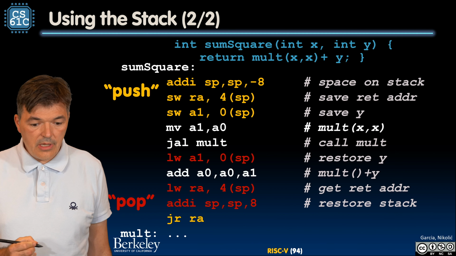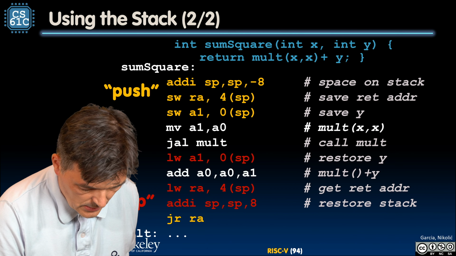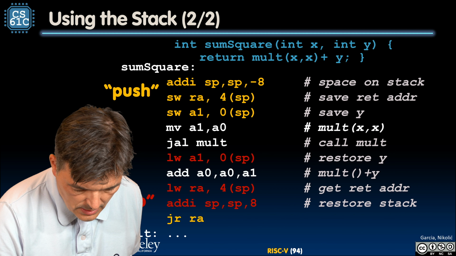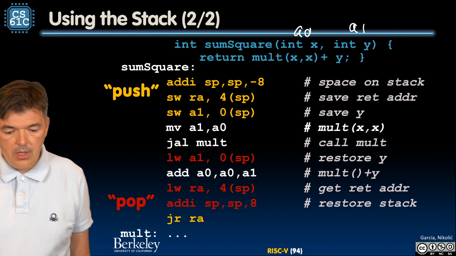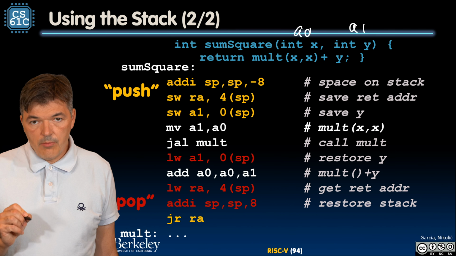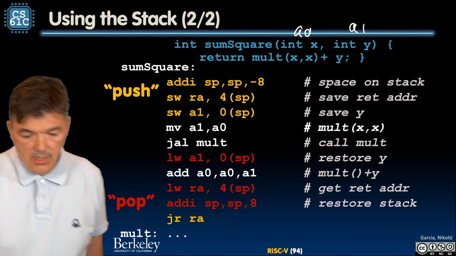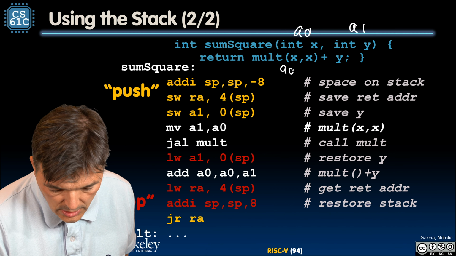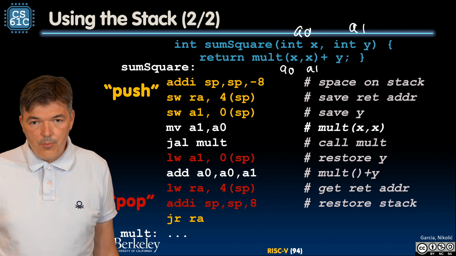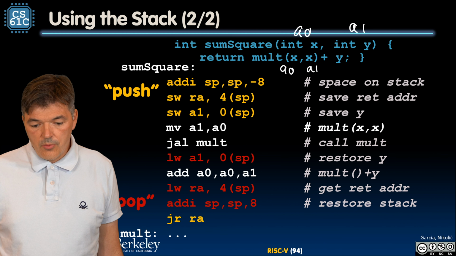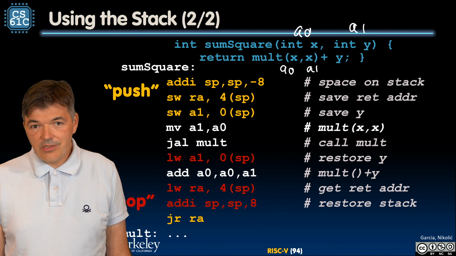So what are the arguments of sum square? x is going to be living in a0 and y will live in a1. Now, when we call mult, it will also have two arguments. Both times it will be x, sitting in a0 and a1. So we can leave one value of x in a0, but the value of y that was in a1 will get overwritten.